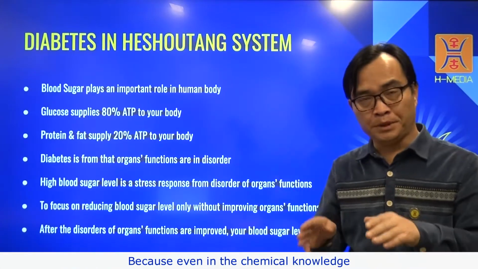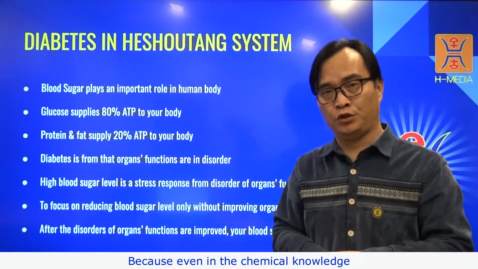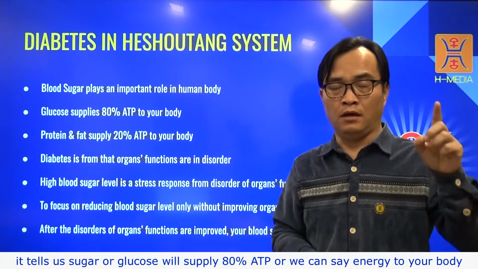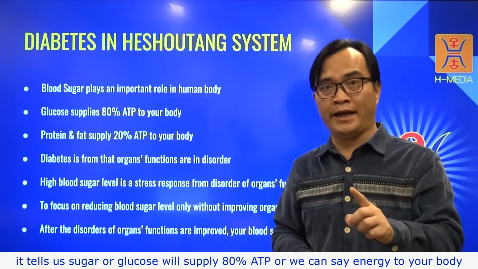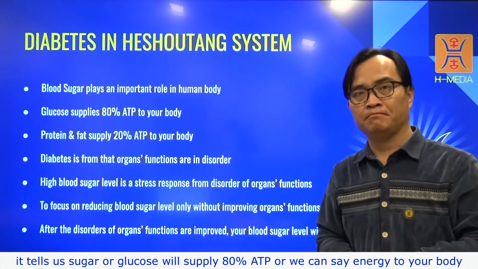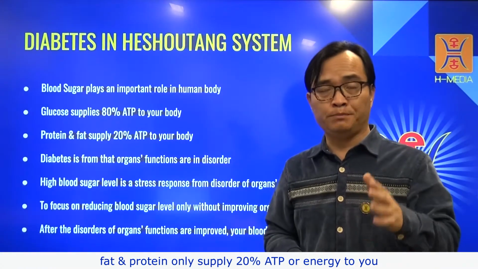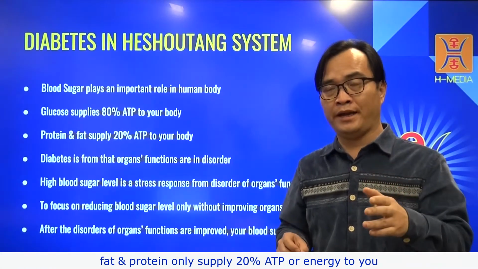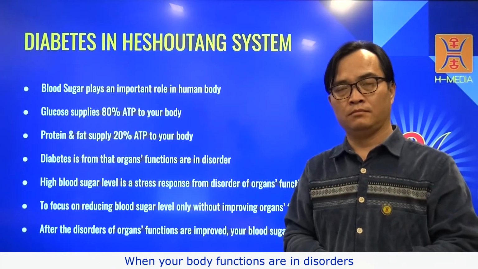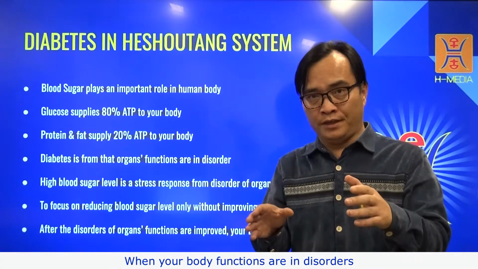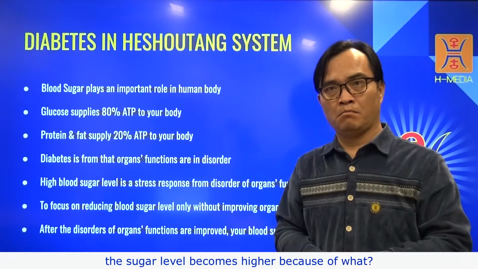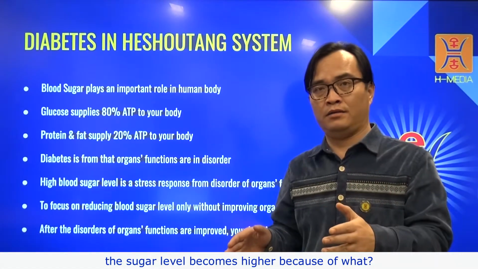Why? Because even in chemical knowledge, it tells us sugar or glucose will supply 80% of ATP, or we can say energy, to your body. Fat and protein only supply 20% of ATP or energy to you. When your body functions are in disorder, the sugar level becomes higher. Because of what?